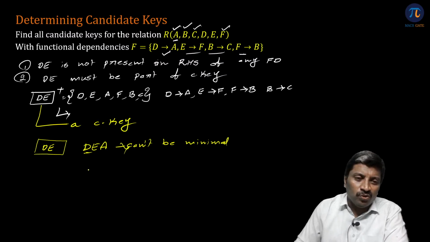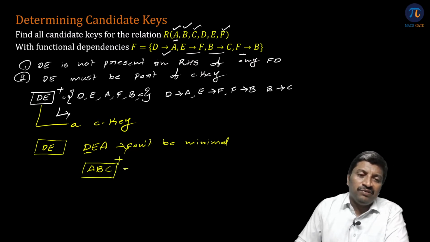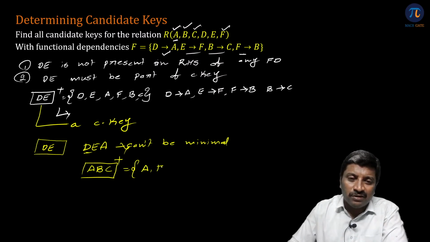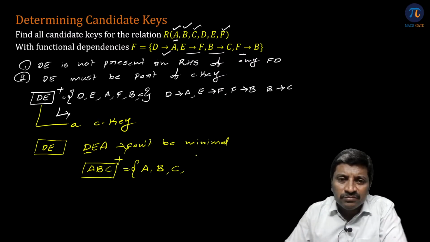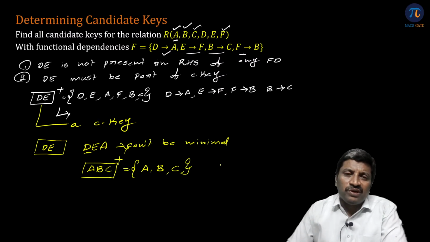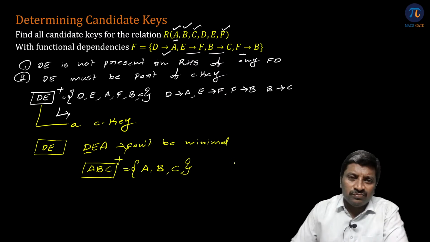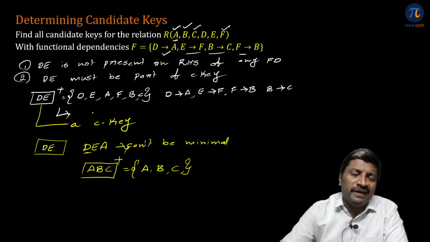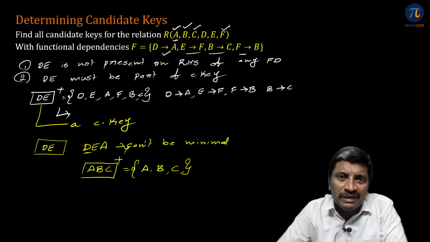Suppose I don't include DE. Suppose I have considered only ABC. Can you try it, sir? No, because even if you try, you will not get all attributes. With ABC, what do you get, sir? A, B, C. Anything else? No. So we are not getting all attributes. Hope you understood it. So this is the story about finding the number of all possible candidate keys. Is that clear?